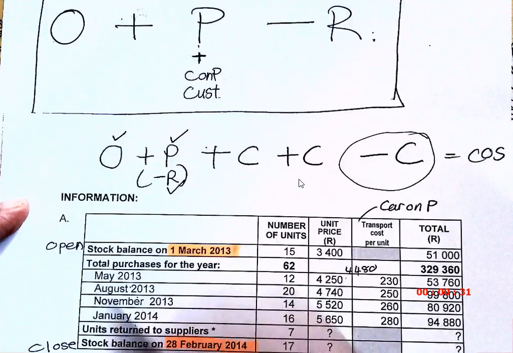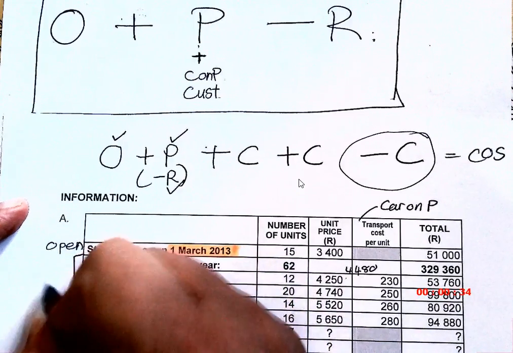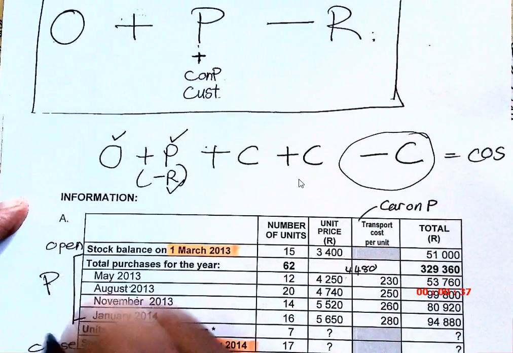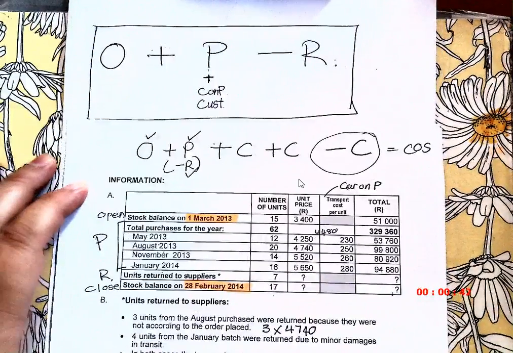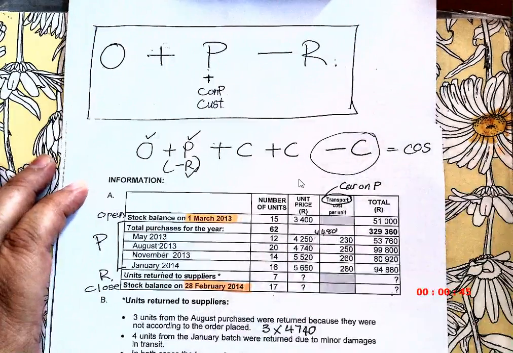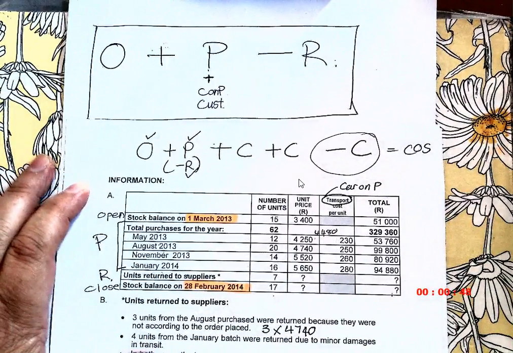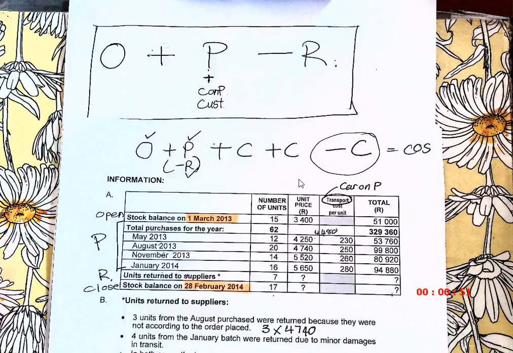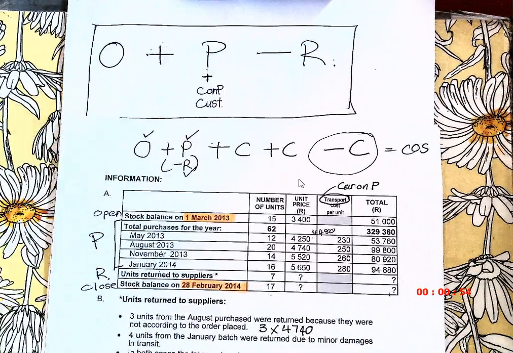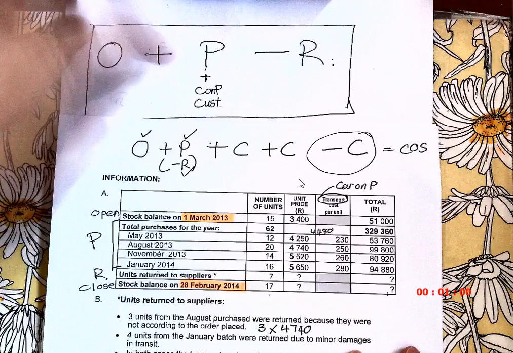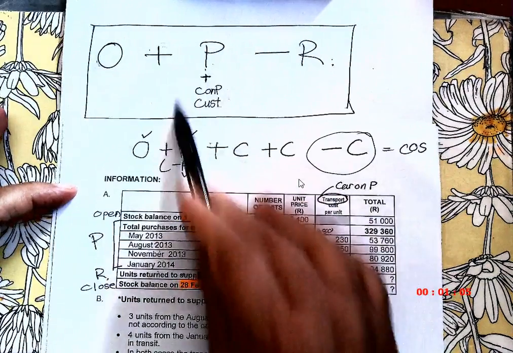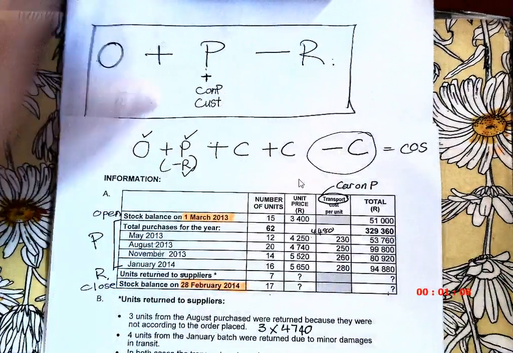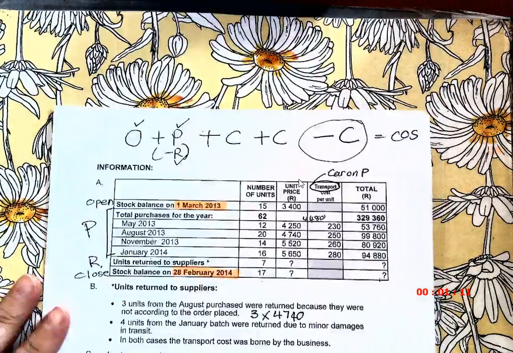Can you see here is my purchases and here is my returns? And can you see here is my carriage on purchases, and in this case there's no customs because I bought locally. How do I know I bought locally? Because there's no customs. Customs only appears if you buy overseas. So I've got opening, I've got the purchases with the loading of the cost, and I have the returns. So what are they saying to me here?